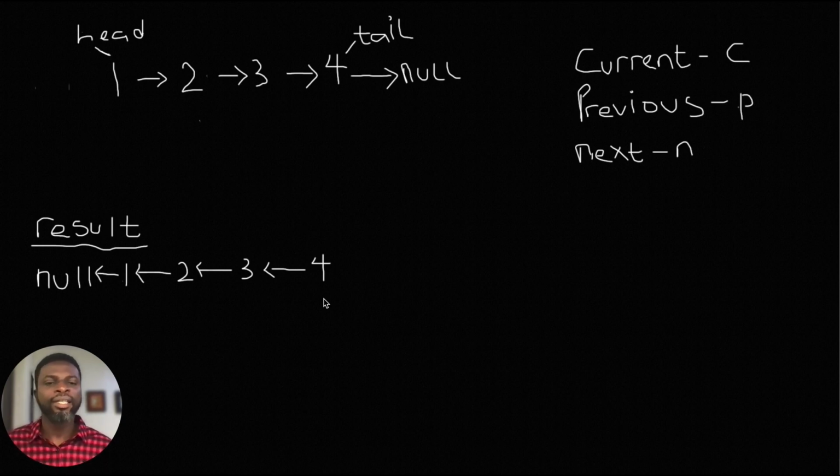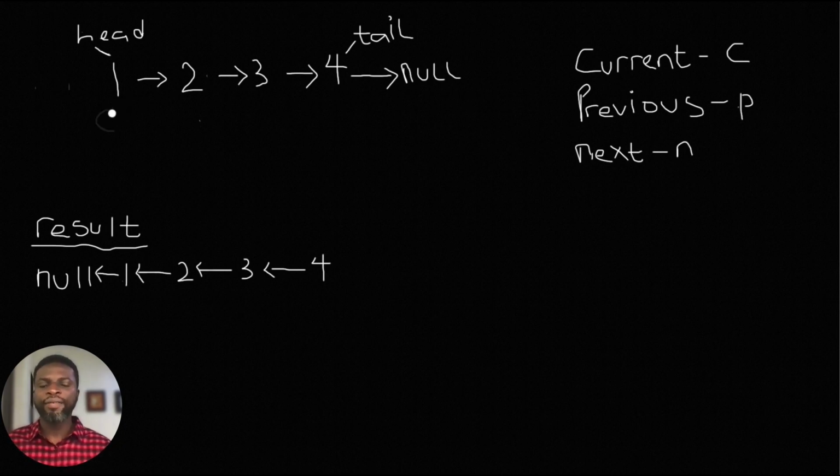To reverse this linked list, I'll make use of 3 pointers: a current pointer, which I represent with C, a previous pointer, which I represent with P, and the next pointer, which I represent with N. The current pointer points to the current node to be reversed, while the previous pointer points to the node immediately before the current node, and the next pointer points to the node immediately after the current node. Now I'll go ahead to place the pointers.